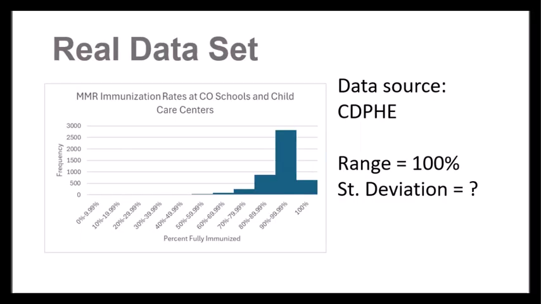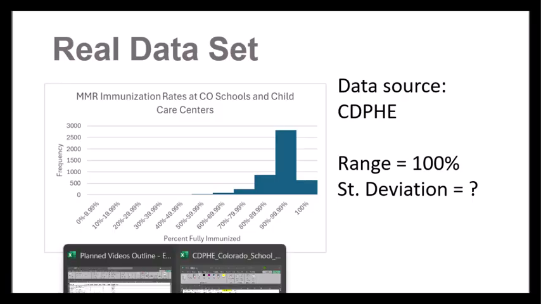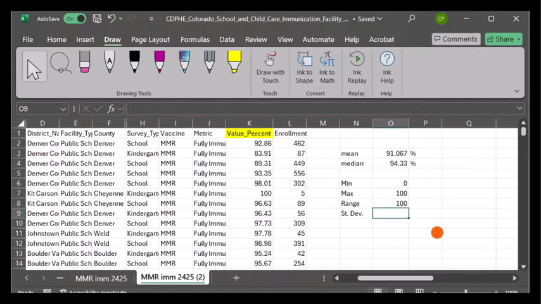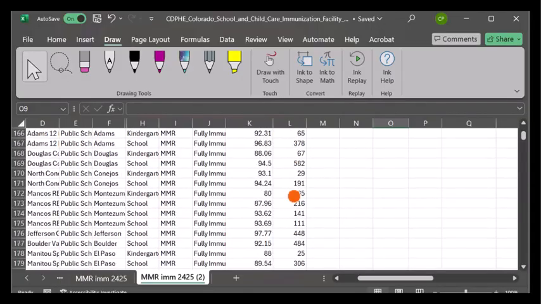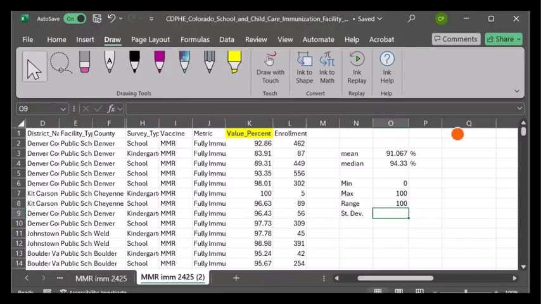I'm going to switch back over to my real-world data set. So we were looking at these immunization rates at Colorado schools. We found that the range was quite broad, from all the way from 0% immunized up to 100% immunized. But let's look at the standard deviation. As you can imagine, this data set, which actually has hundreds, if not thousands, of schools in it, finding the standard deviation in that same method where we're taking each value minus the mean, squaring the difference, and so on, would be incredibly tedious.